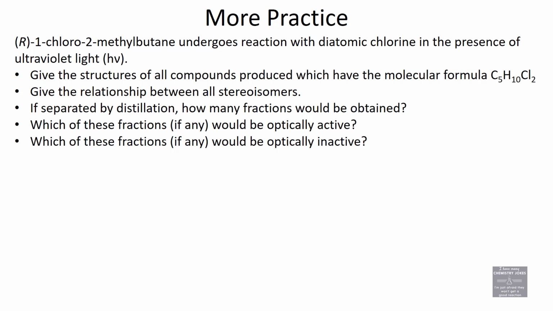Maybe I should get you started before I turn you loose. If we draw it in the same orientation, you can check your answers compared to my answers a little more easily. Here's a butane. If it's a 1-chloro-2-methylbutane, if it's an R 1-chloro-2-methylbutane, that's got to be dashed, right? 1, 2, 3, 4. Yep, got to be dashed. All right, now it's your turn. Diatomic chlorine in the presence of UV light. Pause, do it.